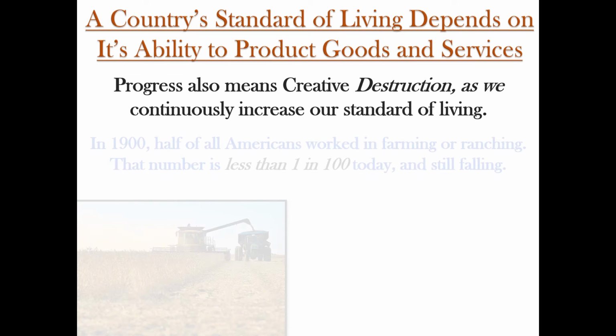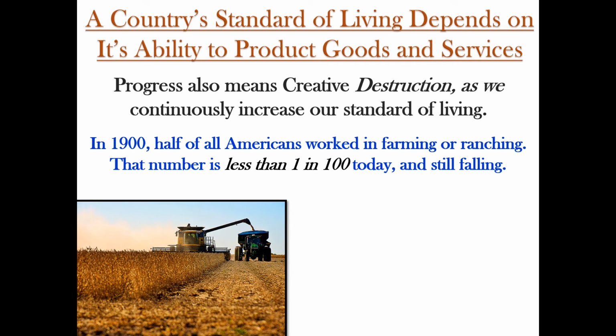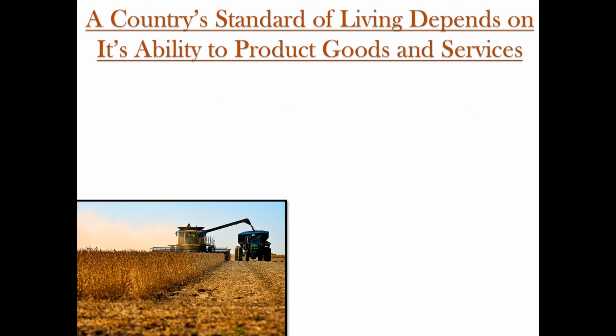So let me just give you one example of that. In 1900, half of all Americans, about 50%, worked in farming or ranching. Okay, they were directly farmers or directly ranchers. Today that number is less than 1 in 100, less than 1%. And it's still falling. So you can begin to think, well, gosh, as our economy has changed, there's a lot fewer farmers and a lot fewer ranchers, and some people are worried about that. Should we be worried? I'm going to say no, and here's why.